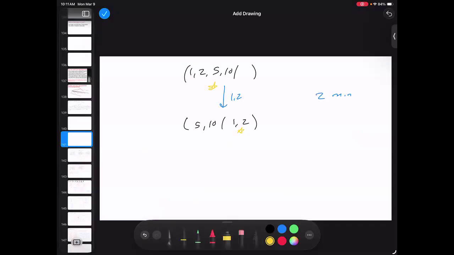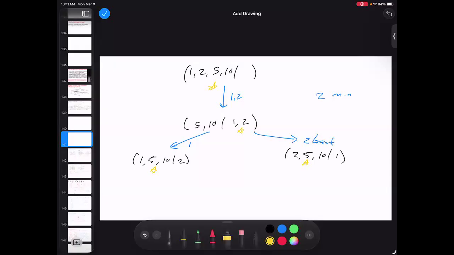Now what do we do? Send either back. It actually doesn't matter which one we do. We could send 1 back, or we could send 2 back. If we send 1 back, it's going to be 1, 5, 10, and 2. If we send 2 back, it's going to be 2, 5, 10, and 1. And the flashlight is now over here.